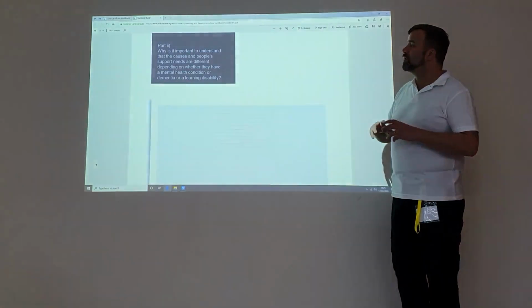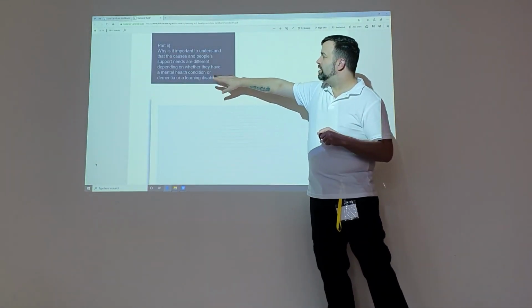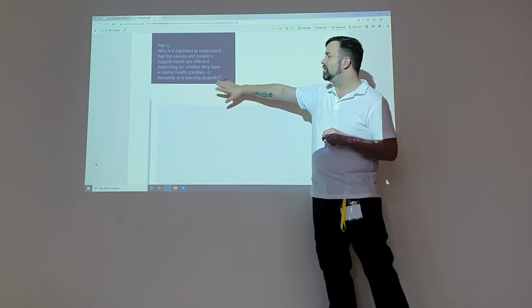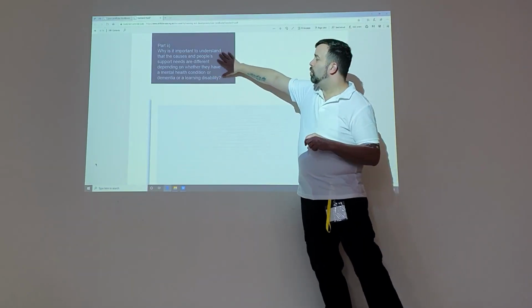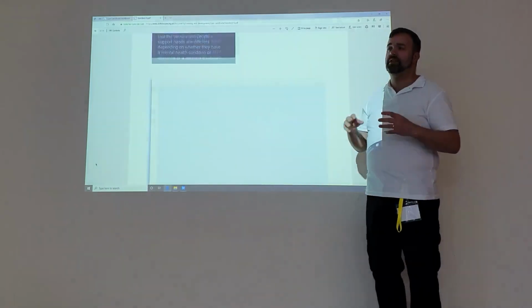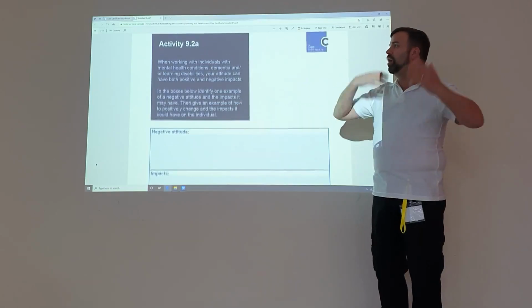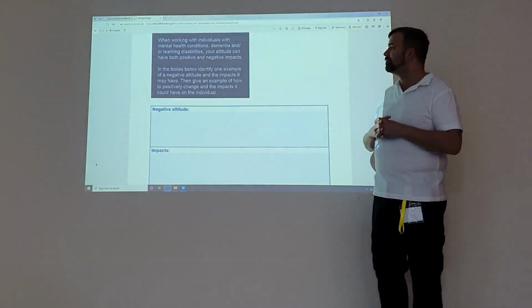Here we're going to talk about different ways of supporting people with mental health conditions, dementia or learning disabilities. So why is it important to understand the cause and people's support needs that are different? So there we're trying to look at if someone's got dementia, why would we be helping in a certain way?